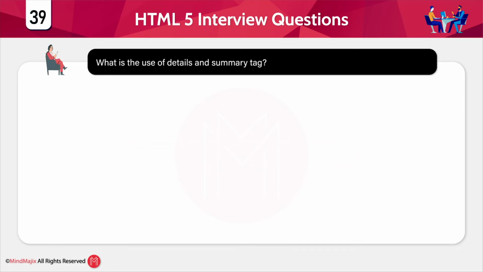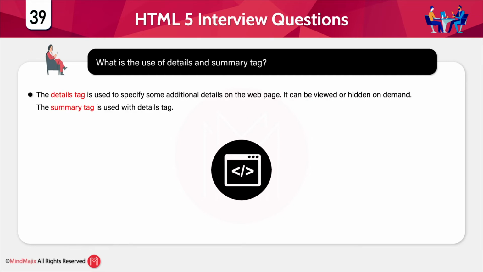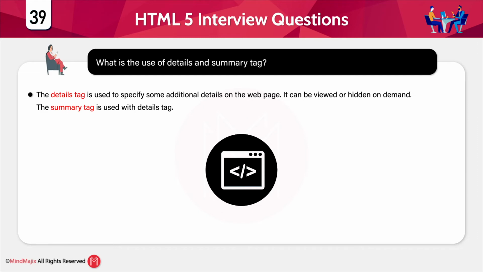What is the use of the details and summary tags? The details tag is used to specify some additional details on the web page, which can be viewed or hidden on demand. The summary tag is used within the details tag. Within the details tag, we use the summary tag. It summarizes the data.